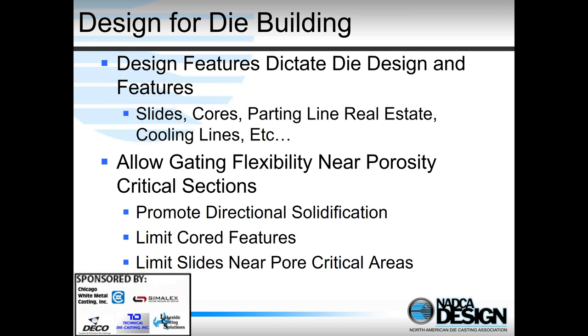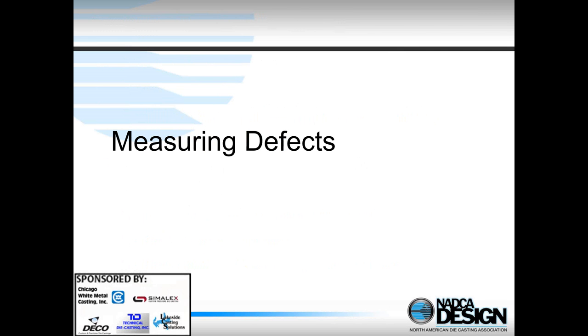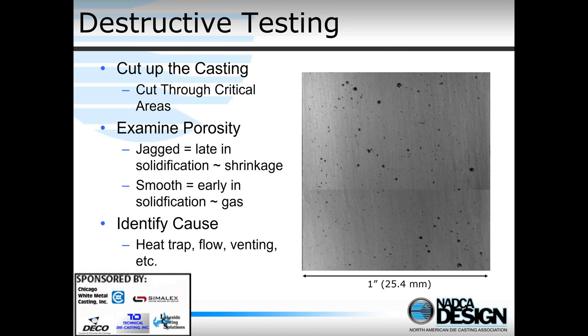So again, having this discussion early on with the die caster allows a discussion to go backwards and forwards in terms of how to design this part, and therefore for the optimum filling and optimum castability. Okay, so this leads us to the point of measuring defects. It's all well and good talking about controlling defects, but obviously we can't control what we can't measure. So how do we do this in die casting?